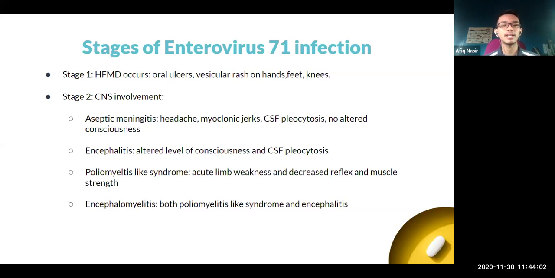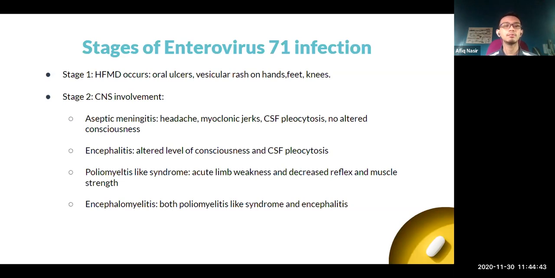Firstly, we'll begin with the CNS involvement. The patient will come with aseptic meningitis, which will show as headache, myoclonic jerks, and CSF pleocytosis, which is an increase of the white blood cell count in the CSF. In aseptic meningitis, there is no altered consciousness compared to encephalitis. Apart from aseptic meningitis, the patient could also come with encephalitis, which will show with altered level of consciousness and CSF pleocytosis.